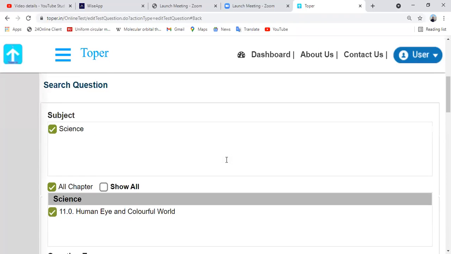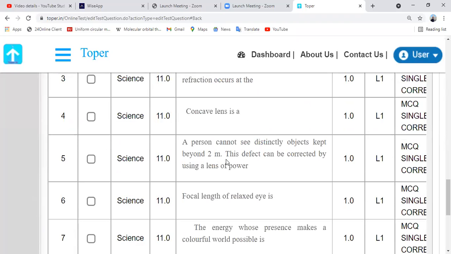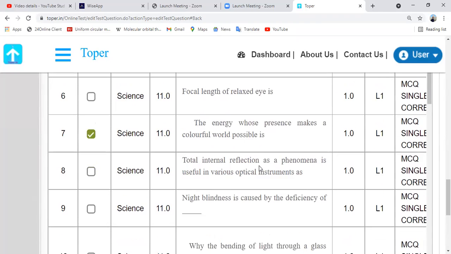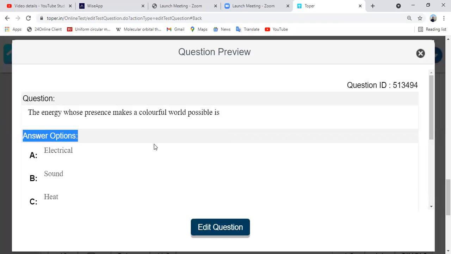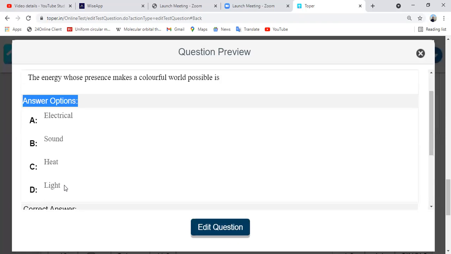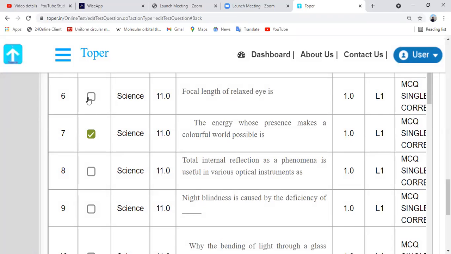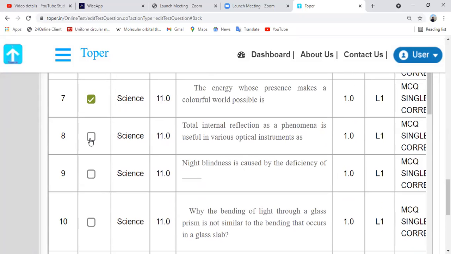Okay, so now we are going to discuss question number 7. The energy whose presence makes the colorful world possible: the light energy or radiant energy. Electrical, sound, heat, light. So light energy is the answer. Option D is correct. Yes, sir, this question is correct.